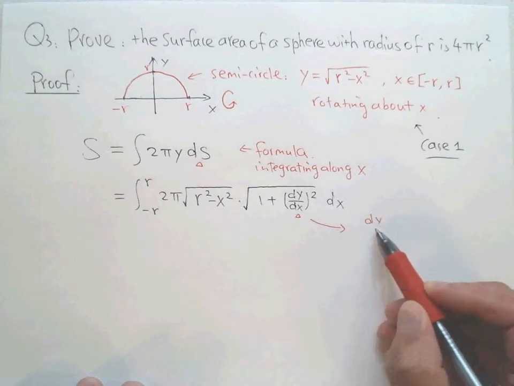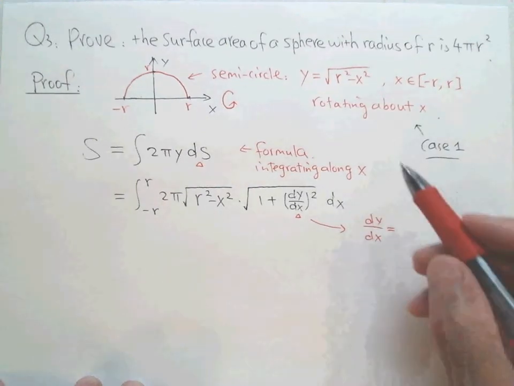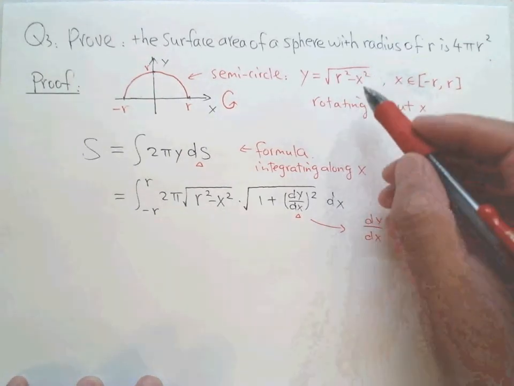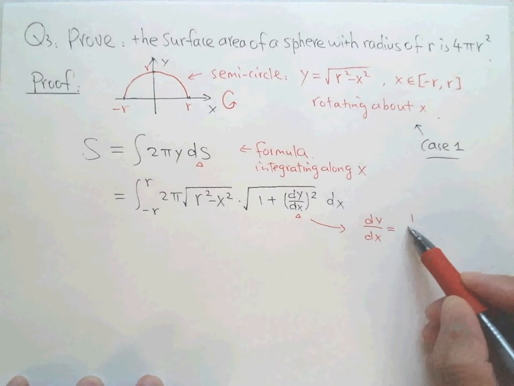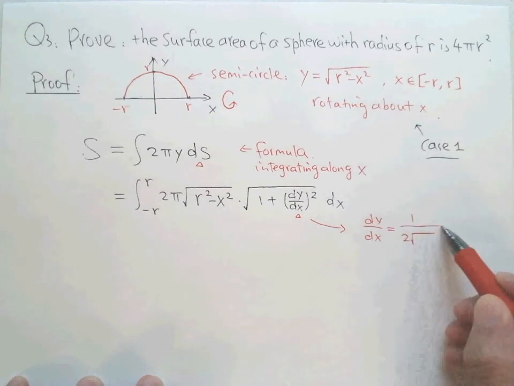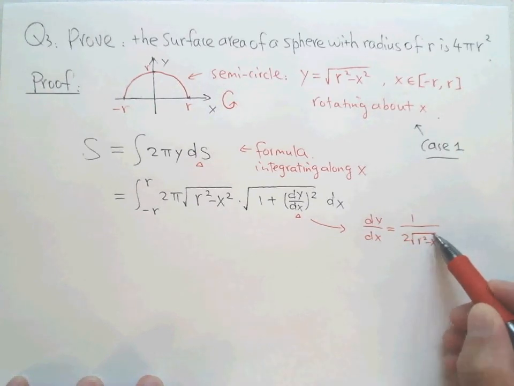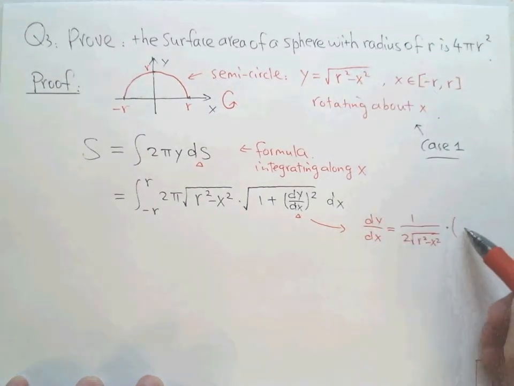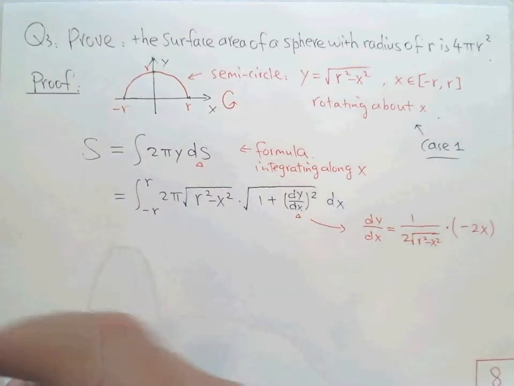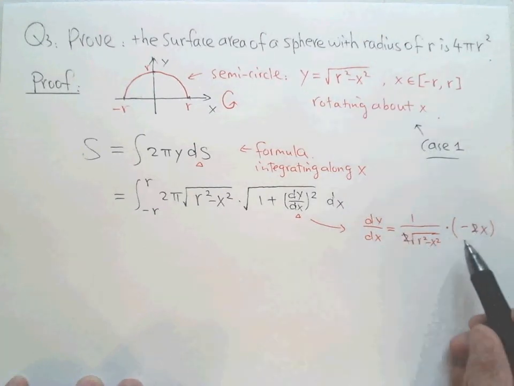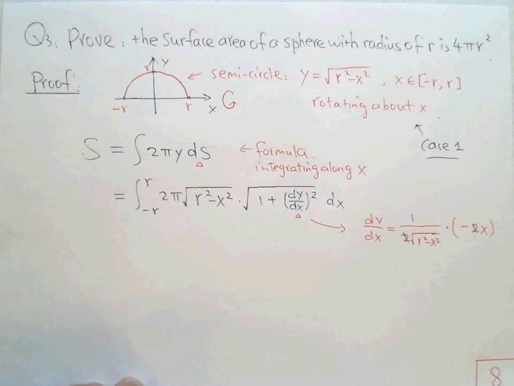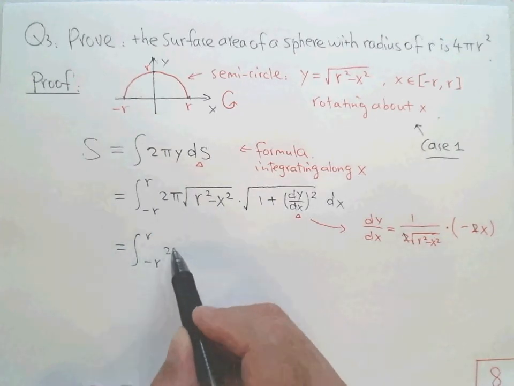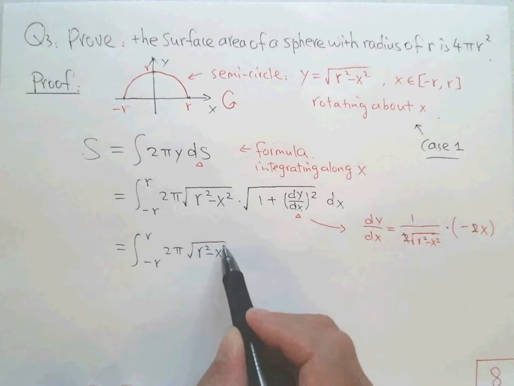All we need to do is find dy/dx. Let me show you one more step. This is a composite function, so the derivative uses the chain rule. The derivative of the square root of u is 1 over 2 times the square root of u, where u is the inner function, r squared minus x squared. The derivative of the inner function with respect to x is negative 2x. We can cancel these two, so this is dy/dx. I plug dy/dx in here.